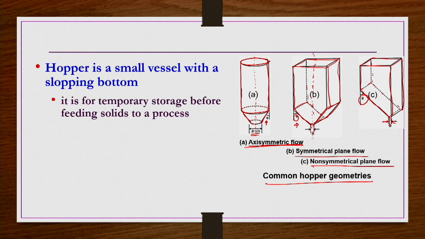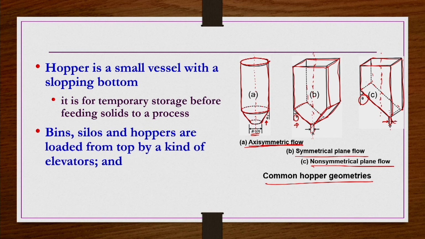Now, here the center axis for the opening is different from the center axis for the container. That is the reason these kinds of containers are known as non-symmetric plane flow containers or non-symmetric hoppers. These are the common hopper geometries that are possible.